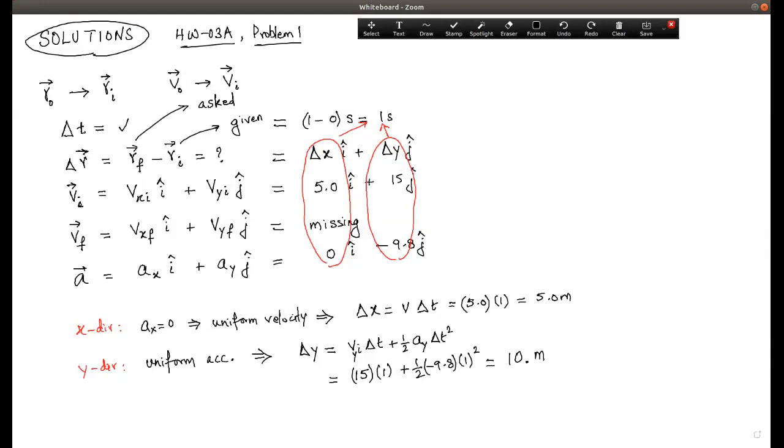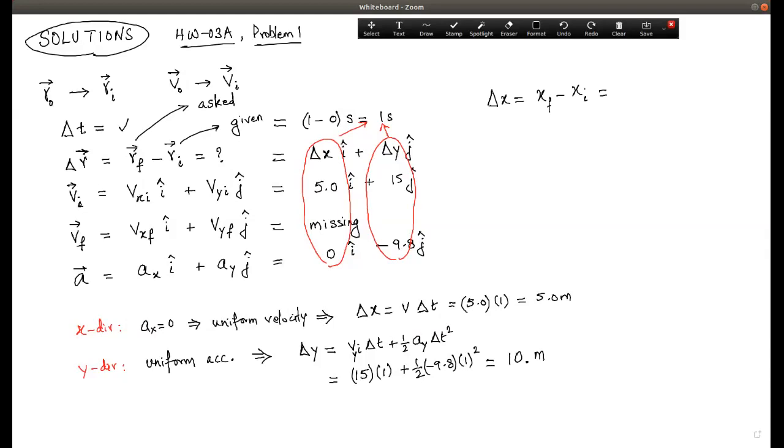So that's delta y and delta x, but we should be a little careful. We are looking for the final positions here. So delta x is equal to x final minus x initial.